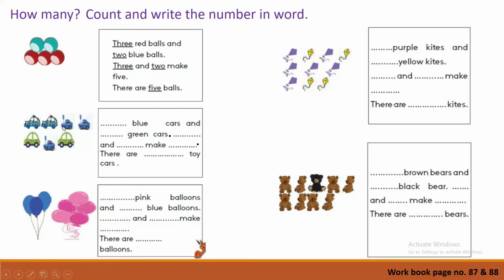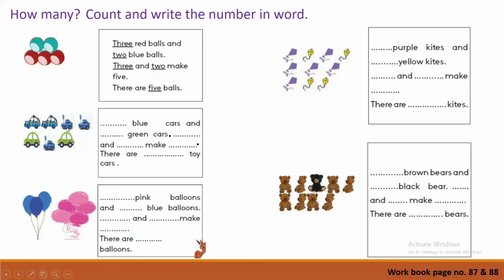Okay, look at the second picture. There are some toy cars. Now we are going to count these toy cars. They are in 2 colors. Blue and green. Yes. There are some sentences: blue cars and green cars.